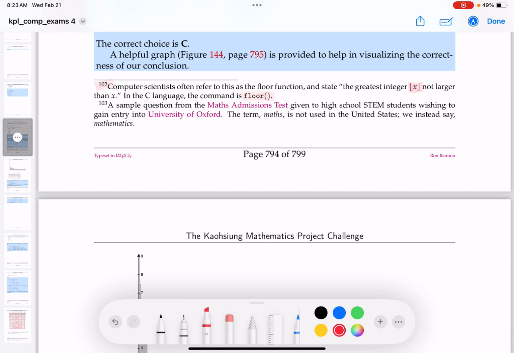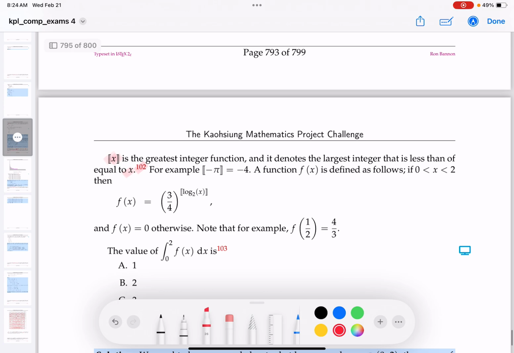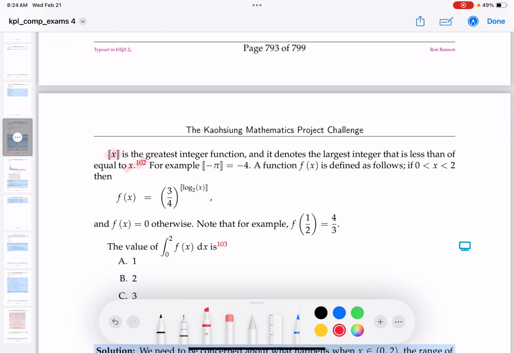Computer science often refers to this as the floor function, and the floor function in a large part of the country is written this way over here, all right? It's an integer not larger than x. In the C language, we call it the floor. It's also called floor in Python, at least in my version of Python. All right, so they say the floor of minus pi, and pi is about 3.1 something, so minus pi is about minus 3.1, which gives minus 4. Makes sense over here.